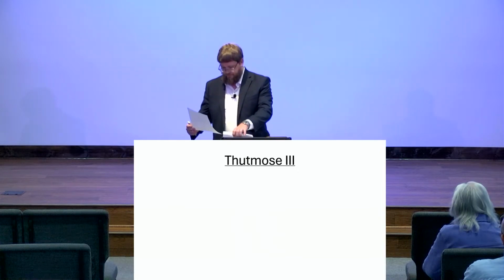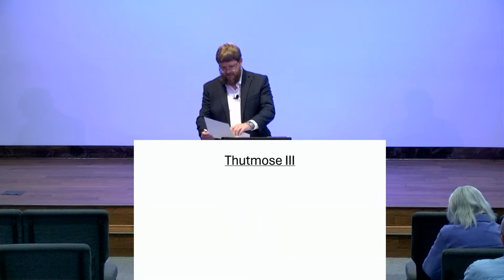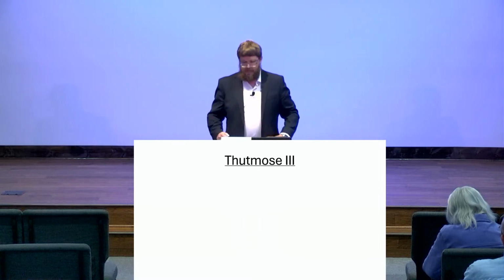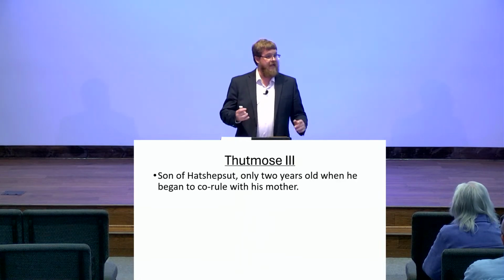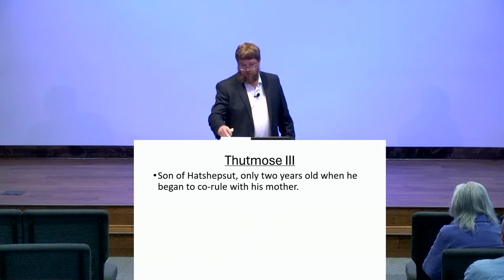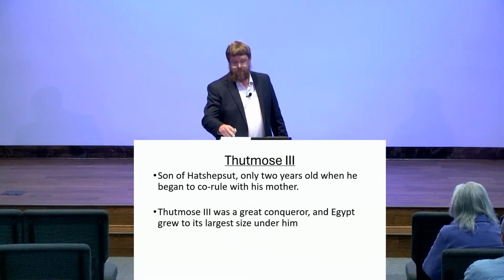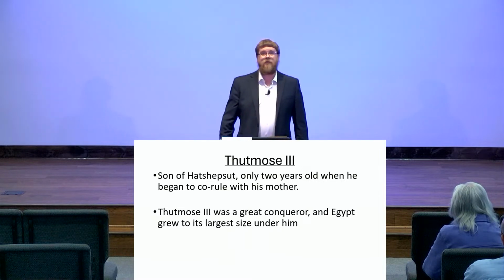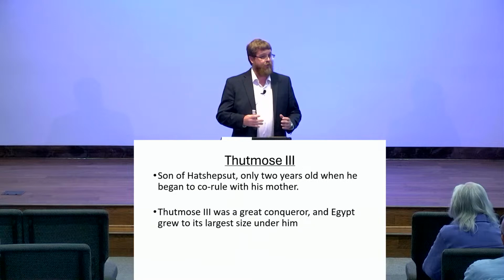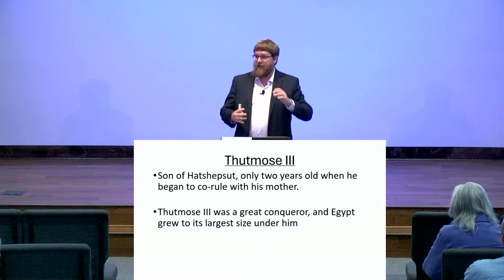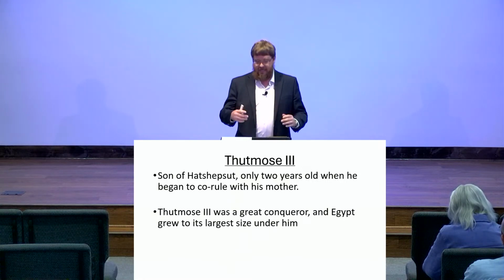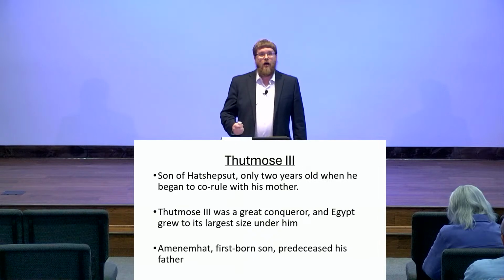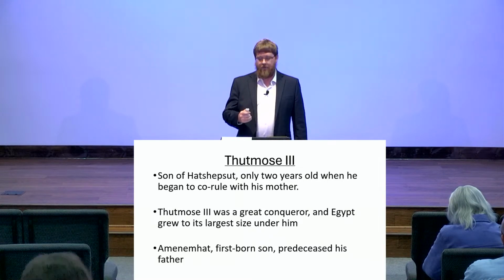Thutmose III is the son of Hatshepsut. He was only 2 years old when he began to co-rule with his mother, and the two of them held the throne together quite some time. Thutmose III was a great conqueror, and under him, Egypt grew to the greatest size that they had been in quite some time, perhaps the greatest size ever. Amenemhat, the firstborn son, died before the father.